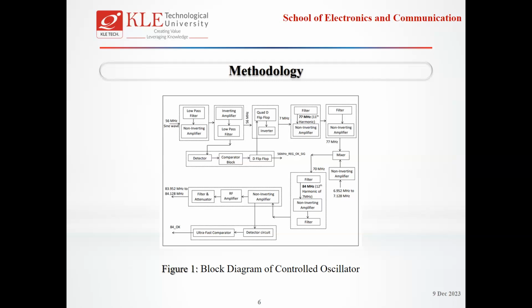Okay, we will be taking this 56 megahertz signal and converting it into a 7 megahertz signal, and taking the 11th harmonic of that. We will be adding a 7 megahertz signal through a local oscillator and then subtracting it with the output of this first filter, and we will get 70 megahertz here. And then we will be taking the 12th harmonic of the signal, which will give us 84 megahertz. And that will be our output signal.